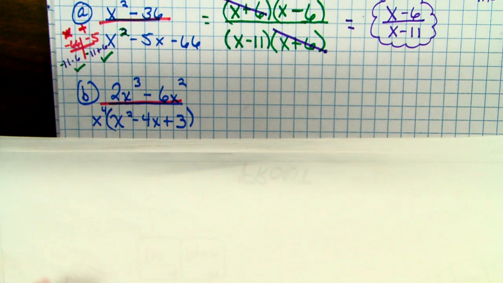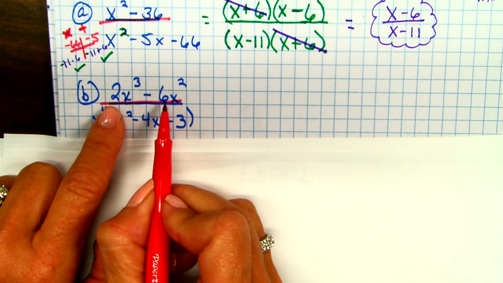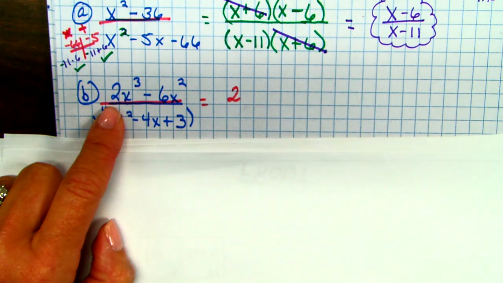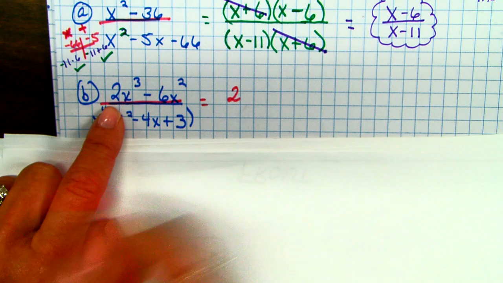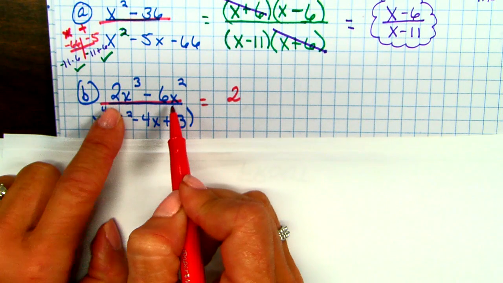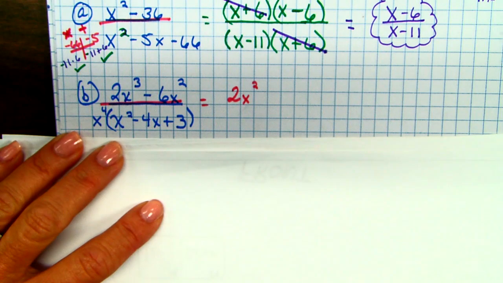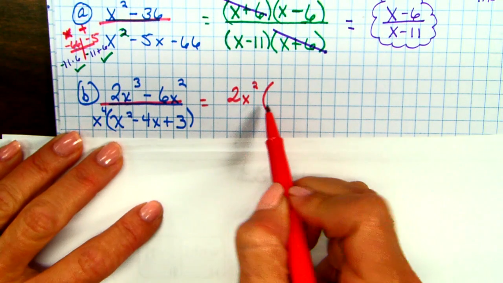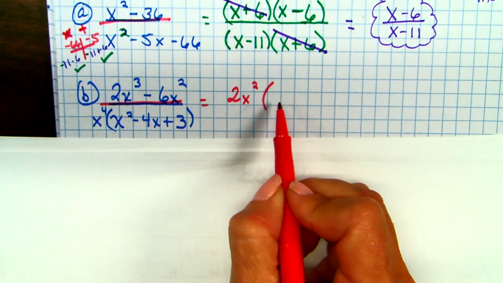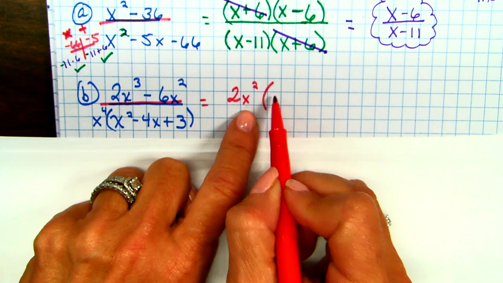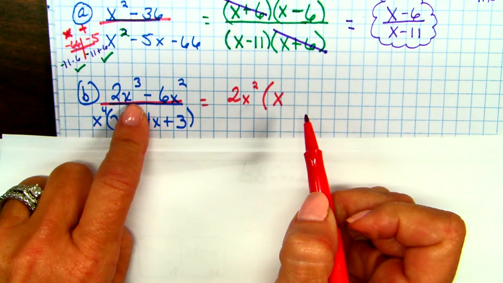Look at the numbers. They both have a 2 in common. So I'm going to factor a 2 out of the numerator. And remember, with variables, you take the smaller number. x to the third, x squared, what can they both contribute? x squared. So you always take the smaller number of variables. Whatever's left over after you take that away is what goes in the parentheses. So this was a 2 with 3 x's. We took the 2 and 2 of the x's. There's 1 x left, right? x to the first.